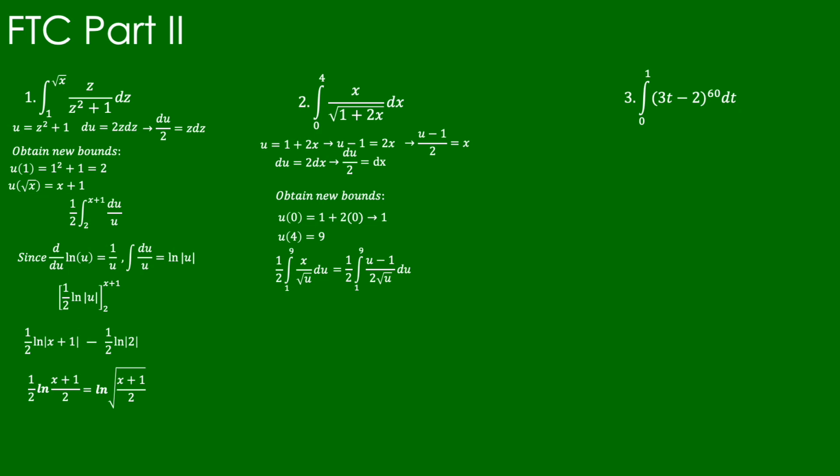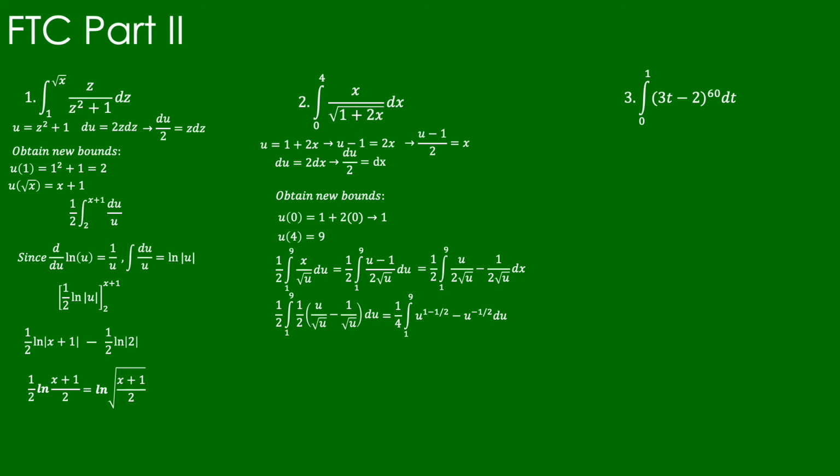To do that, let's first factor out the 1/2 and split the integral. Then, using the rules of algebra, you can simplify the square root of u. Since it's in the denominator, it becomes minus 1/2. So you have u to the 1 minus 1/2, which is 1/2, minus u to the negative 1/2. Now you can take the antiderivative of that.